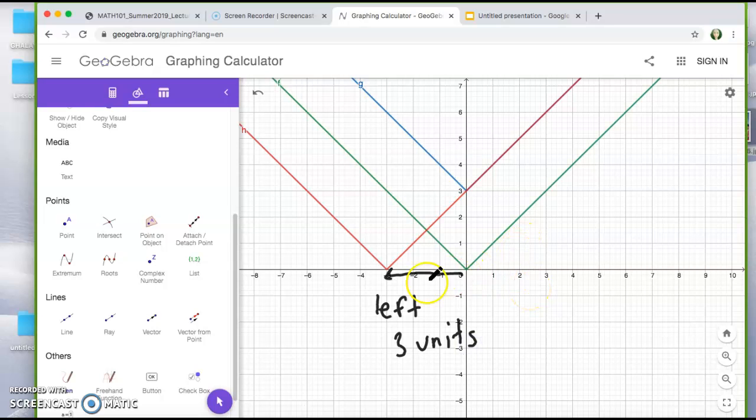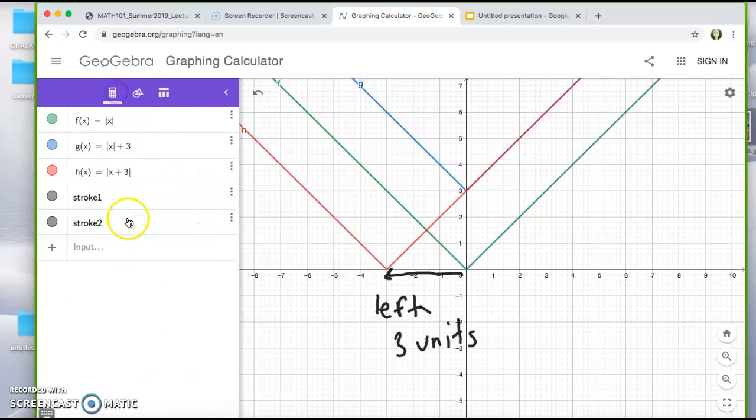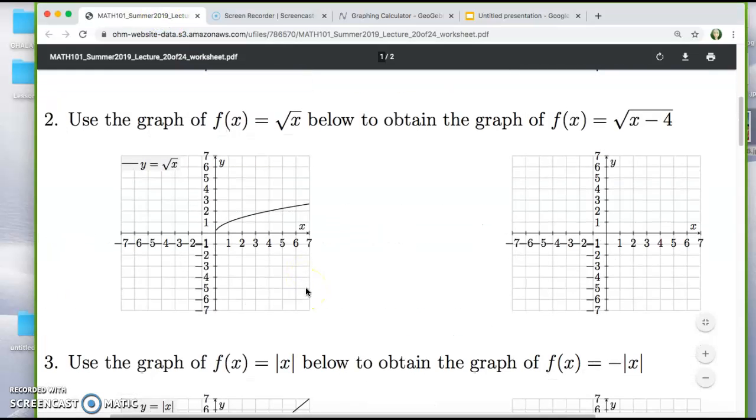The reason why it moved left is because our function is the absolute value of x plus 3. The 3 is inside the function, so I'm changing my y values here, meaning the graph is going to move left or right. Okay, so let's take a look at another one. Now we have number 2.